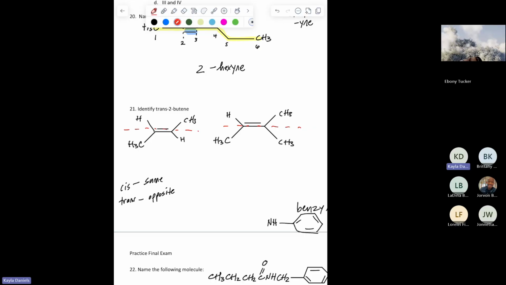We still do everything else the same. We still are identifying that functional group. Cis and trans functional groups are always going to be alkenes, so it's that double bond there. And we're still figuring out our longest carbon chain. The one on the left here, I see this is my longest carbon chain. The one on the right, same thing.